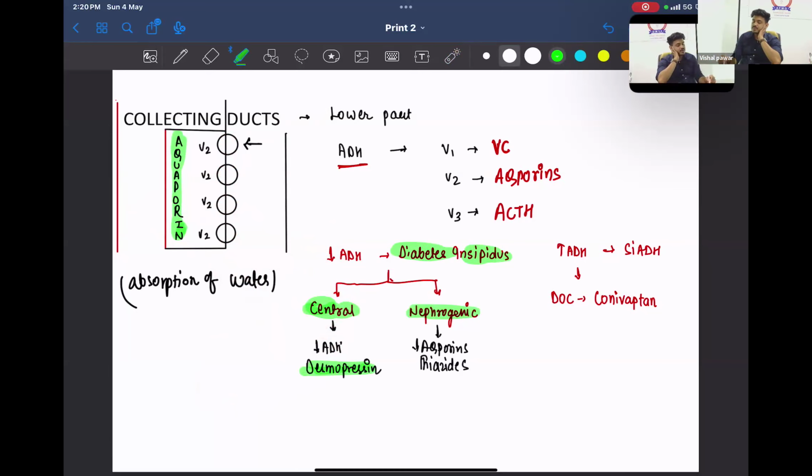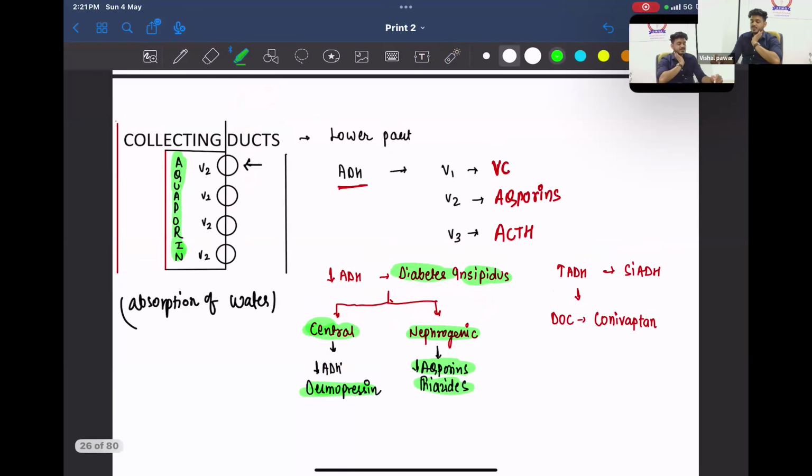Whereas, if this problem is happening in the kidney, this is known as nephrogenic. Kidney means this particular part. If the problem is here, that means ADH is there in the body, but these receptors are not responding. This is known as nephrogenic diabetes insipidus, and the drug of choice will be thiazides, right? In SIADH, what is going to happen?